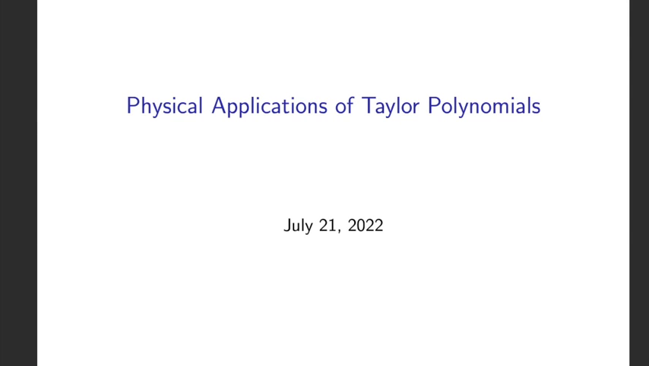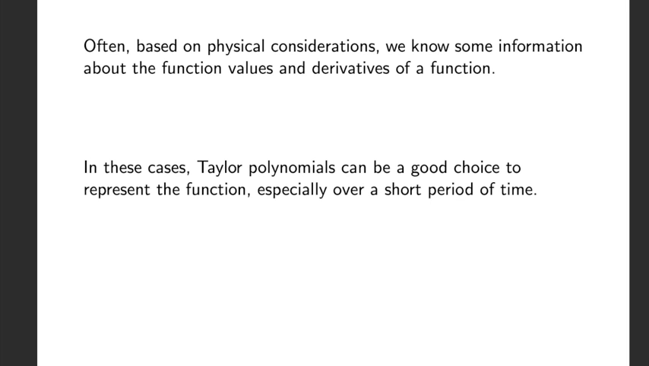So often, based on physical considerations, we have some information about the function values and the values of the derivative of a function at a specific number. And in these cases, Taylor polynomials can be a good choice to represent the function, especially over a short period of time or an interval that's close to the number where we have the information.